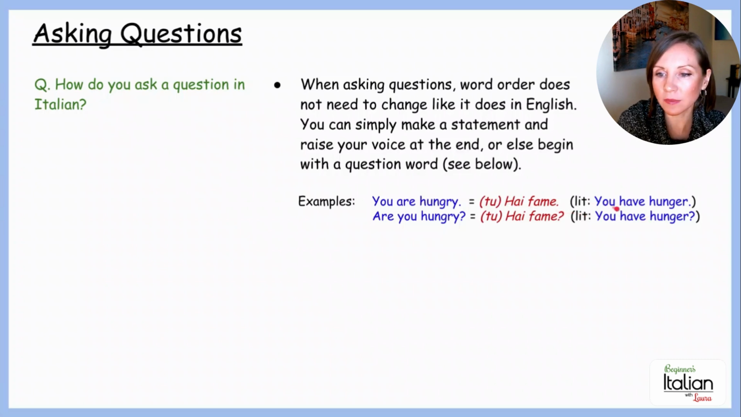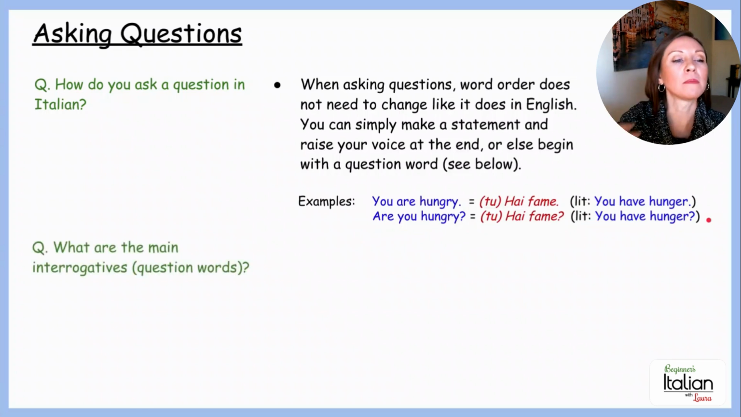Okay, so literally this means you have hunger. Hai fame. Are you hungry? If you want to make it into a question, you can leave it the same. You can say hai fame, you have hunger. It's super, super common to do this in Italian, and it's way easier because you don't have to switch anything around. So just remember you're basically making a statement and then you just raise your voice at the end of the question to let people know that you're asking instead of telling.